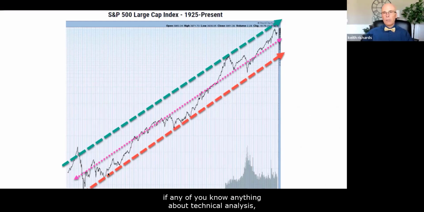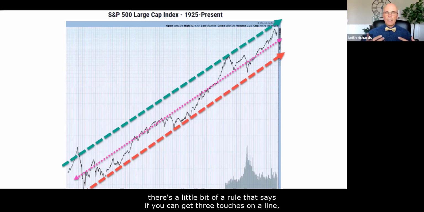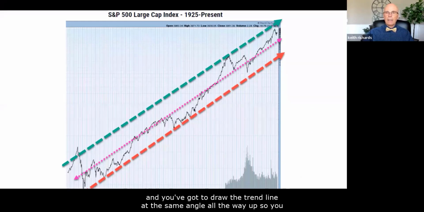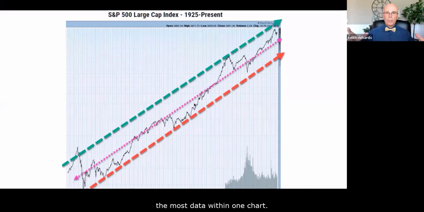Now, if any of you know anything about technical analysis, there's a little bit of a rule that says if you can get 3 touches on a line, or approximately 3 touches, you tend to have some sort of a trend. So that defines the trend. The more touches, the merrier. So you can see here that on the left-hand side of the chart, we definitely got numerous touches on this particular trend line. And you've got to draw the trend line at the same angle all the way up. So you can't kind of fudge it, and so it touches this one. But you're looking for the most data within one chart.